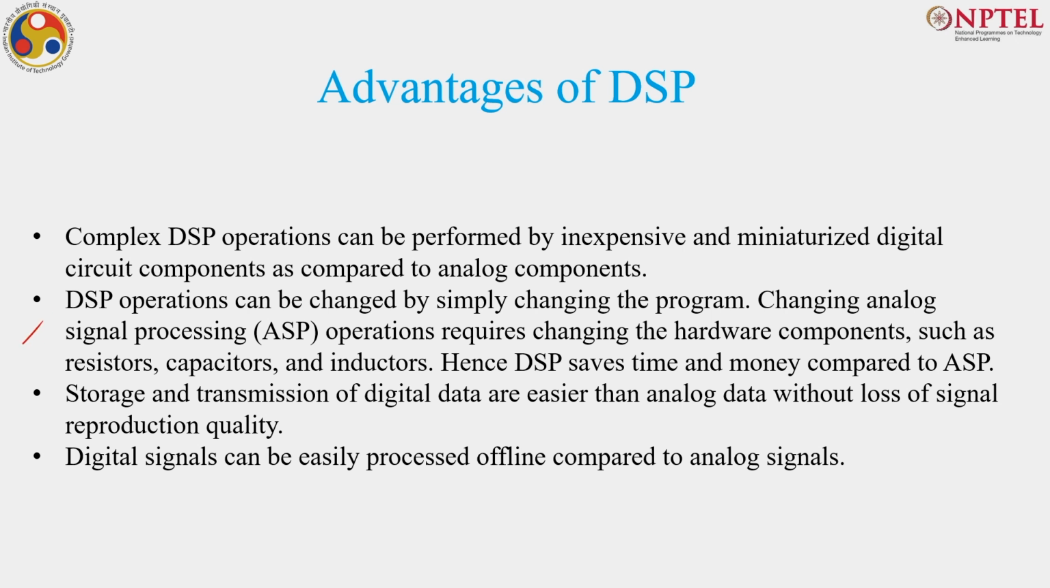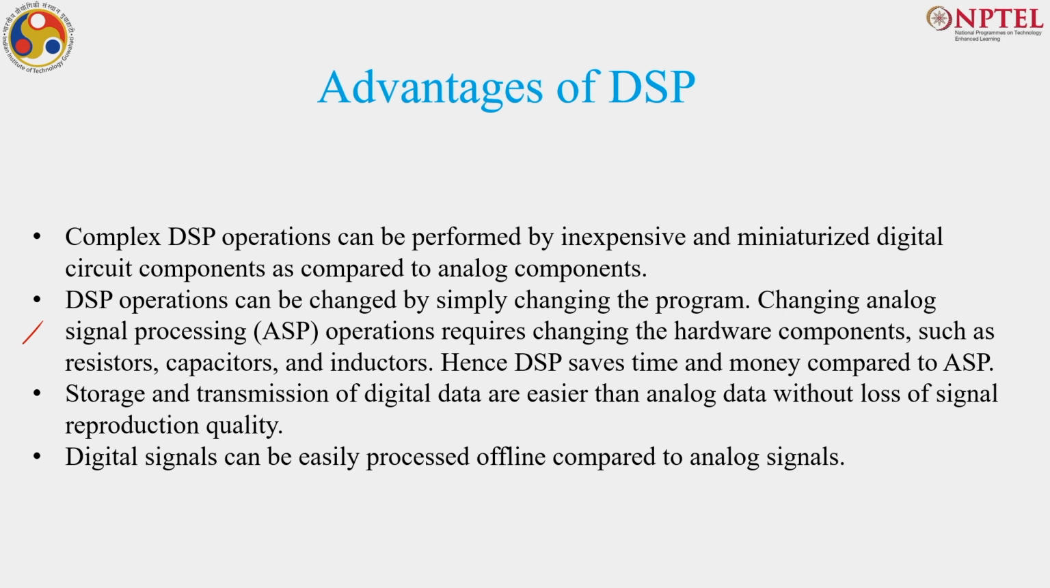Now, you have used one filter for a specific operation. Suppose you want to change the filter. For analog you have to change the components like your resistor, capacitor, your op amp, but in DSP just by changing the program you get a fresh algorithm or a fresh filter. It is easy to store and transmit digital data.